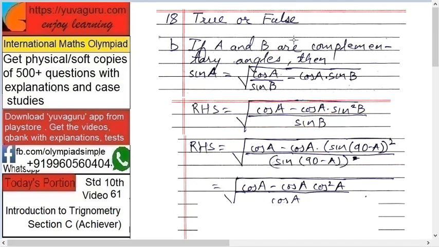Okay. Next. If A and B are complementary angles, then sin A equals to root of cos A upon sin B minus cos A into sin B. So here, A and B are complementary means what? A plus B equals to 90, right?